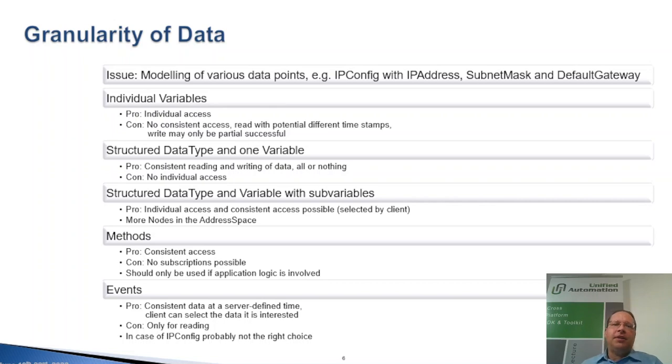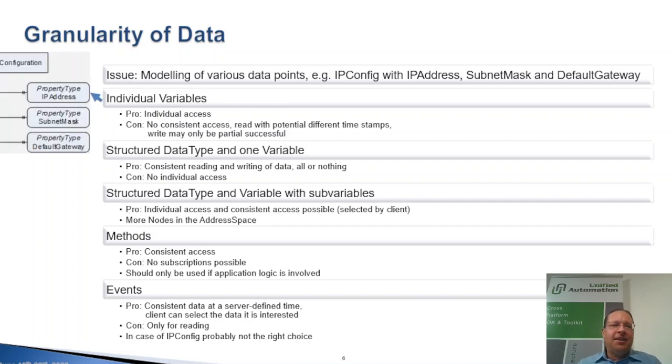When we talk about granularity of data, you have various data points, like here in the example, we have an IP configuration with an IP address, a subnet mask, and a default gateway. What you can do, which is kind of the obvious thing, is create an object for the IP configuration and then put all those things as individual variables beneath. That's fine, and you can access everything individually.